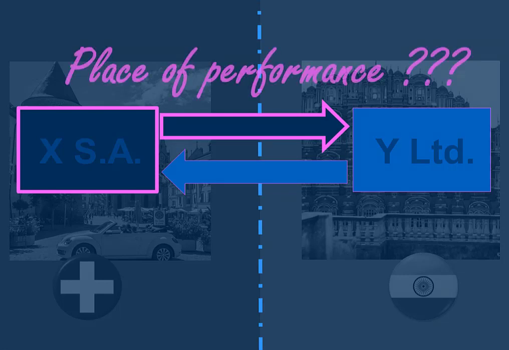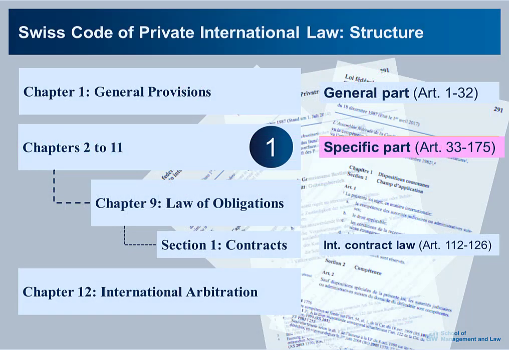But what about the place of performance for that obligation? We can assume that the machine has to be built in Yverdon in Switzerland, but it has to be delivered to Y Limited based in India. So it's highly questionable where that place of performance really is in that case. And there is little chance that a Swiss court in Yverdon would admit its jurisdiction on that basis. Apparently, there isn't a sufficient basis in the specific part for establishing jurisdiction of Swiss courts in the present case.